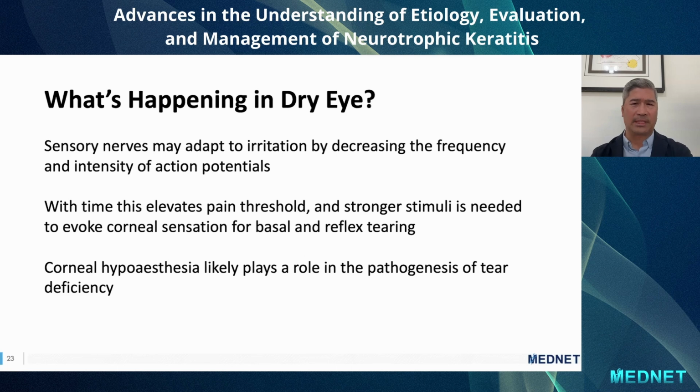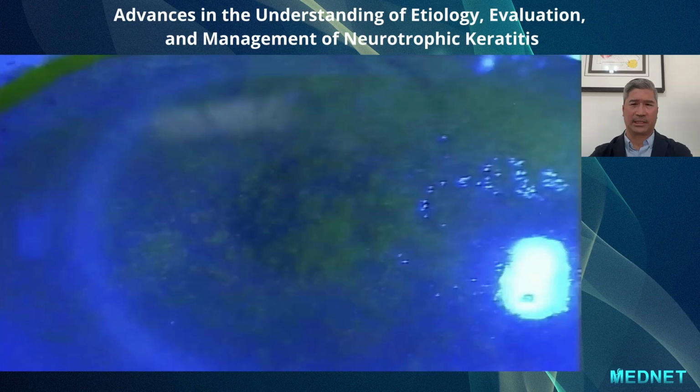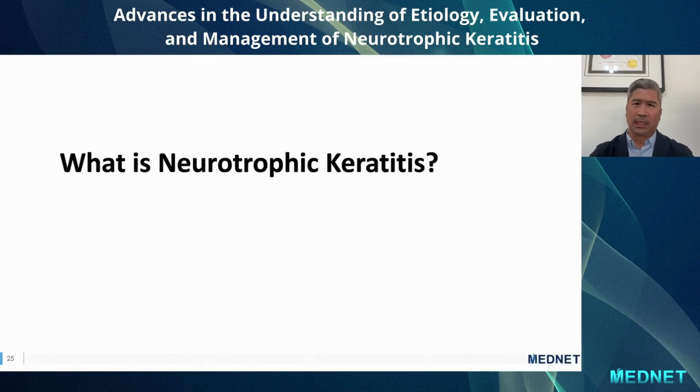And so corneal hypoesthesia does play a role in the pathogenesis of tear deficiency. And so seeing that patient, anytime we see this, we need to start thinking, what is going on? NK needs to be in our differential for these type of patients. And so, Steve, how do you describe NK? I'm your patient. How would you describe that to me?